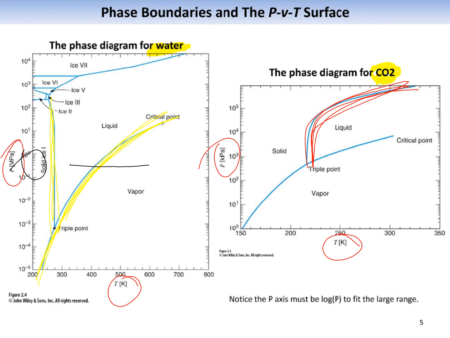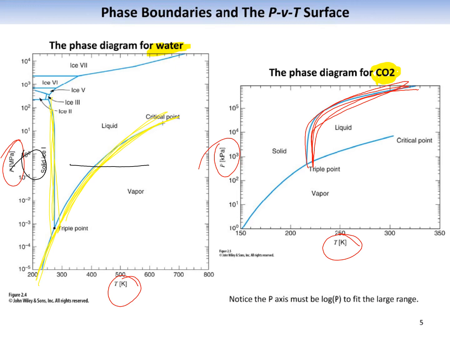However, this is for carbon dioxide, whose pressure is in the kilopascal range. So for a kilopascal, at atmospheric pressure, it's 101 kilopascal.